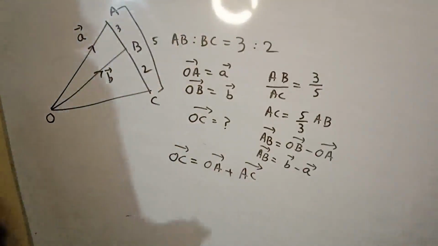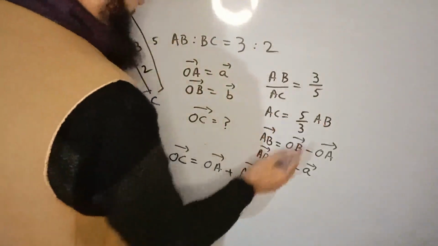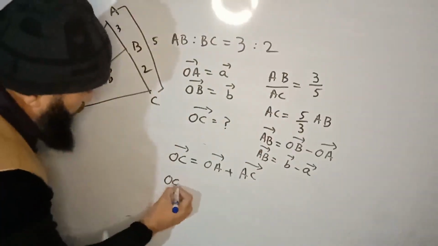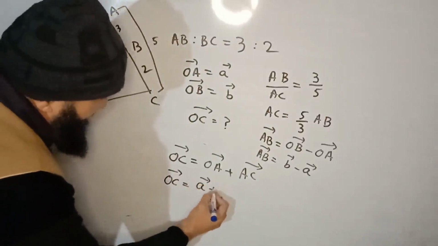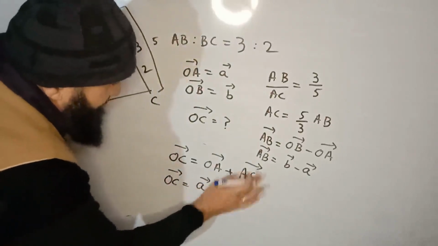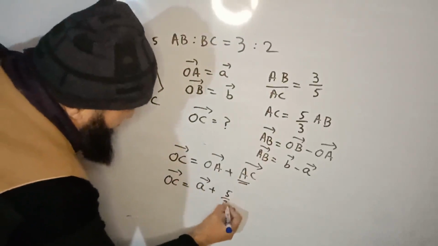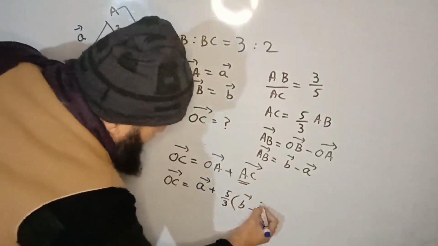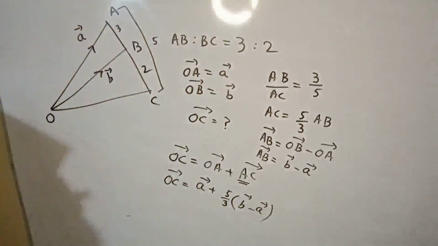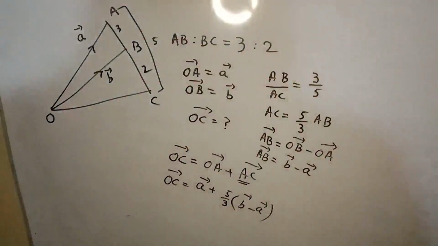What is AC? AC is 5 over 3 of AB. This implies that OC will be equal to OA, which is A, plus AC. What is AC? AC is 5 over 3 of AB, and AB is B minus A. Got it? So OC will be equal to A plus 5 over 3 B minus 5 over 3 A.